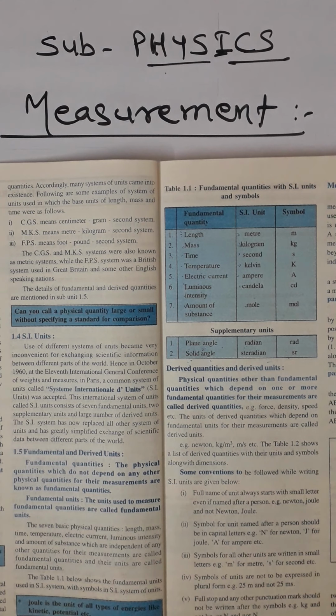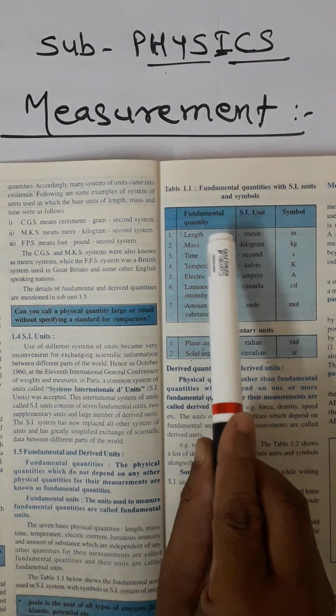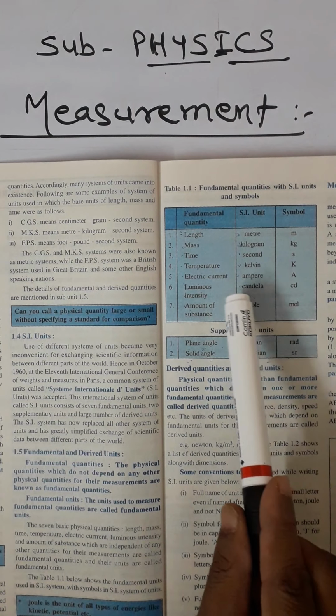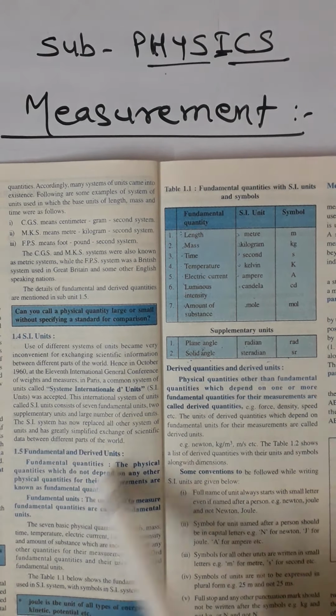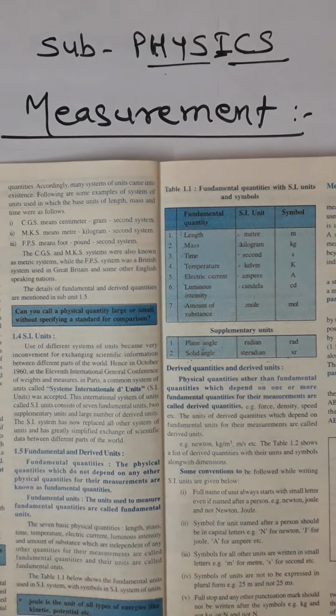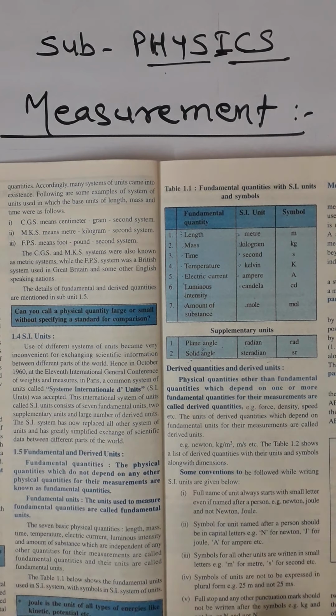There are only seven fundamental physical quantities, which are nothing but length, mass, time, temperature, electric current, luminous intensity, and the amount of substance. And the SI units, you know this well. Now, what is meant by a derived quantity?